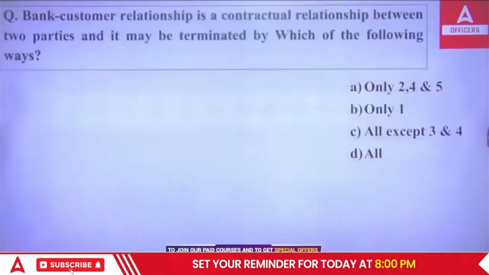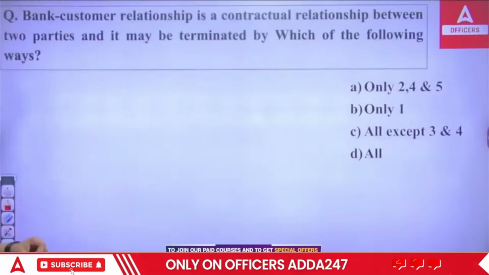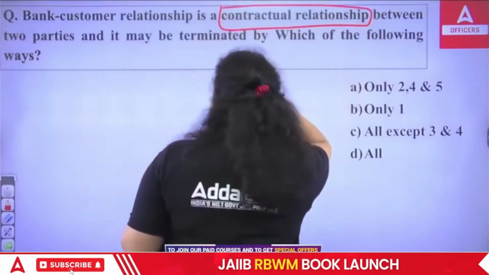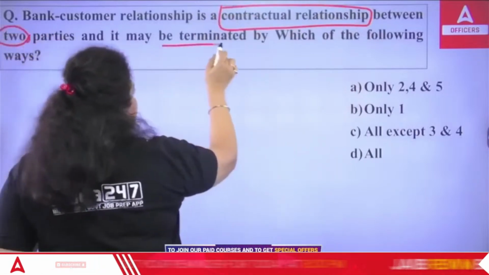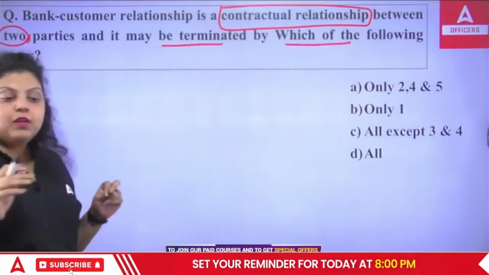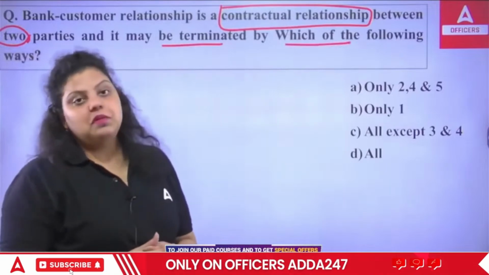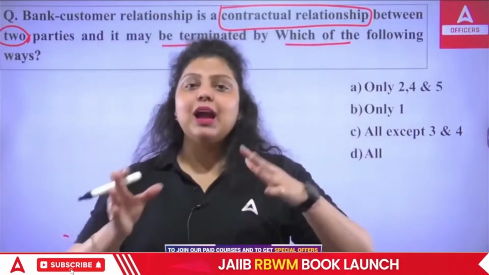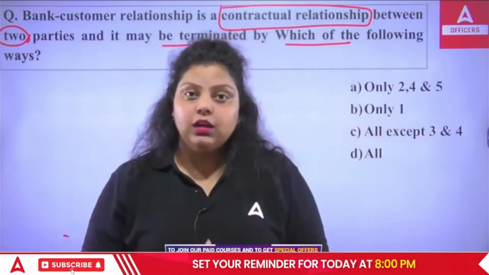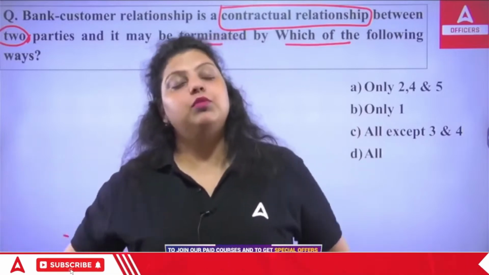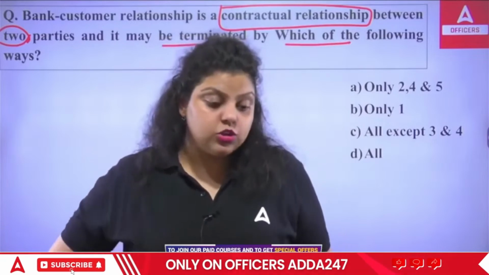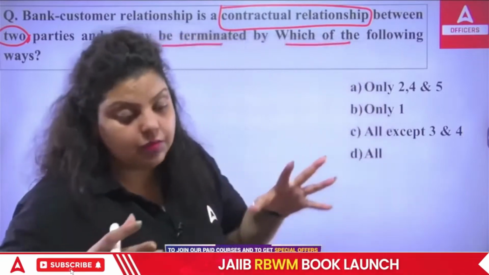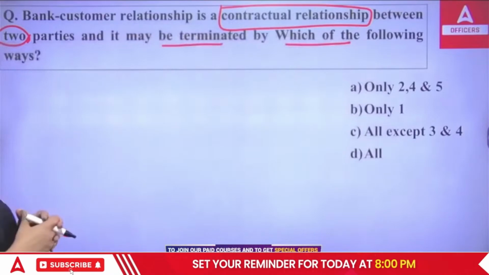Okay, next question. Now, what is the bank customer relationship? It's a contractual relationship. Obviously, the bank customer relationship is a contractual relationship between two parties, and it may be terminated by which of the following ways. Contractual relationship simply means the bank and customer have become partners of each other in performing a certain service or product, financial products and services, and they are helping each other in their requirements. So they have created a contract among them, and accordingly they are working together.